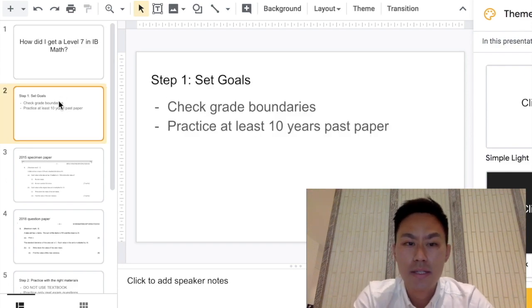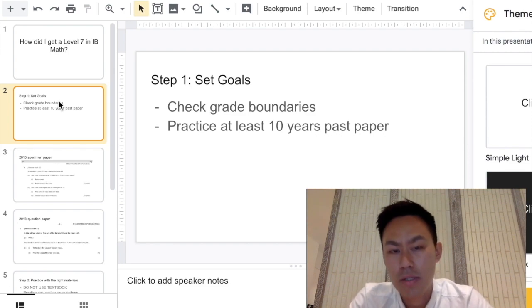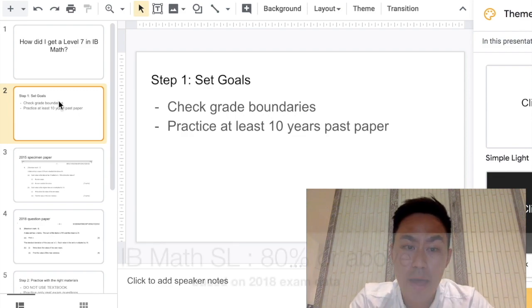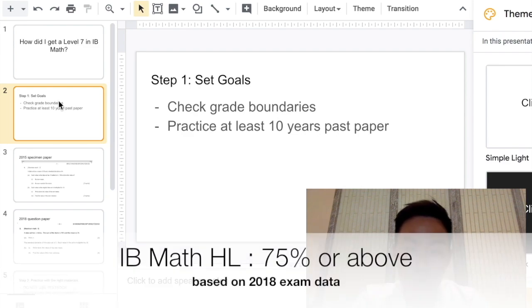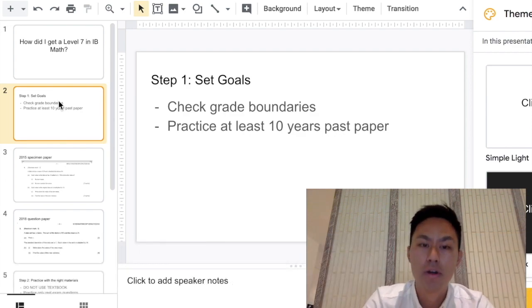By setting goals, I mean you need to know what percentage of the score you need to get a level 7 in IB Math, right? So first, you need to check the grade boundaries. For example, if you're doing Math Standard Level, then you have to check the IB Math Standard Level grade boundaries, and if you're doing IB Math Higher Level, then you need to check those grade boundaries. Obviously for Higher Level math the grade boundary would be lower, because it's more competitive.